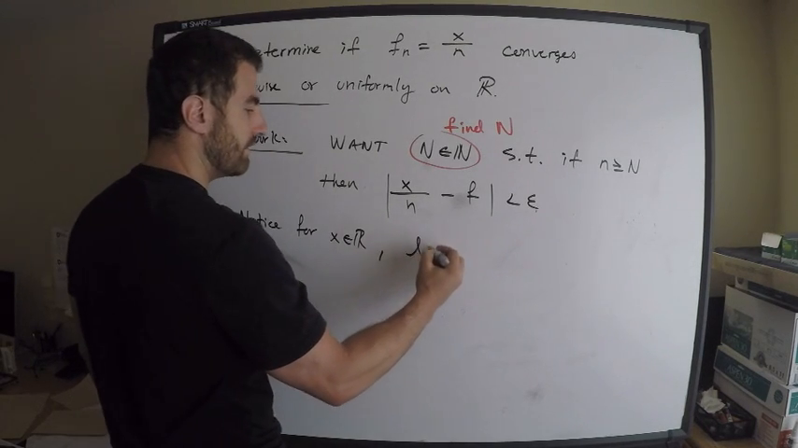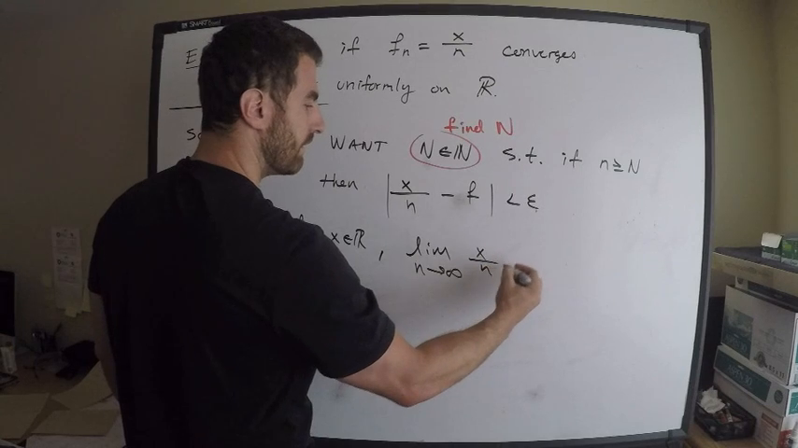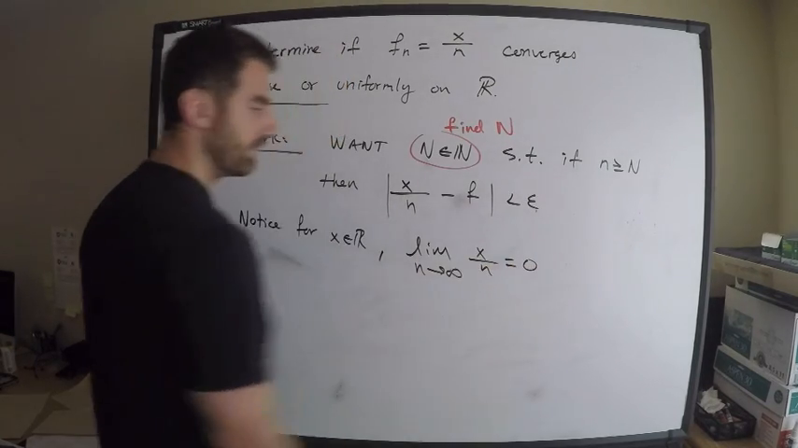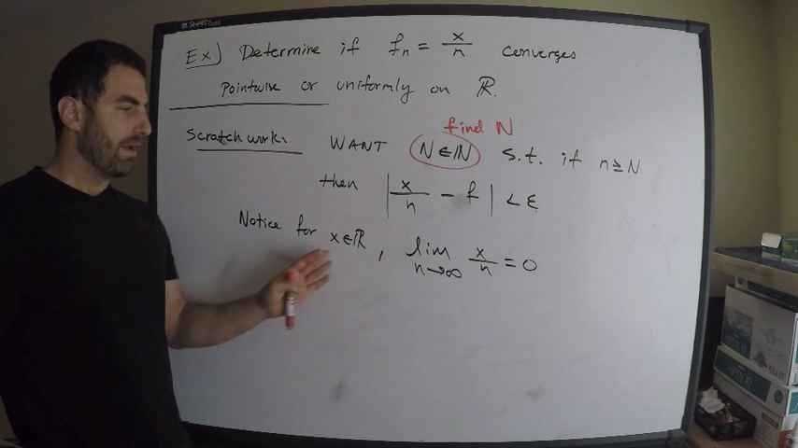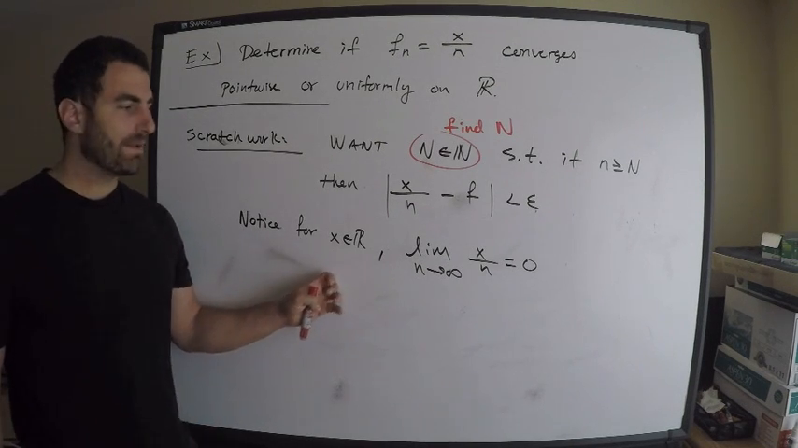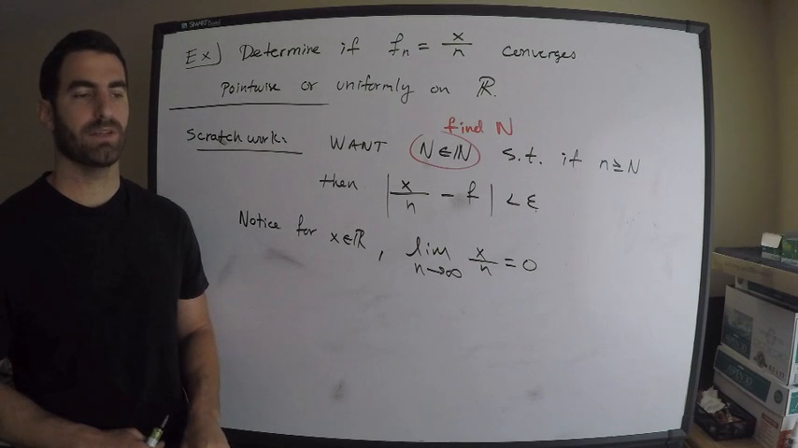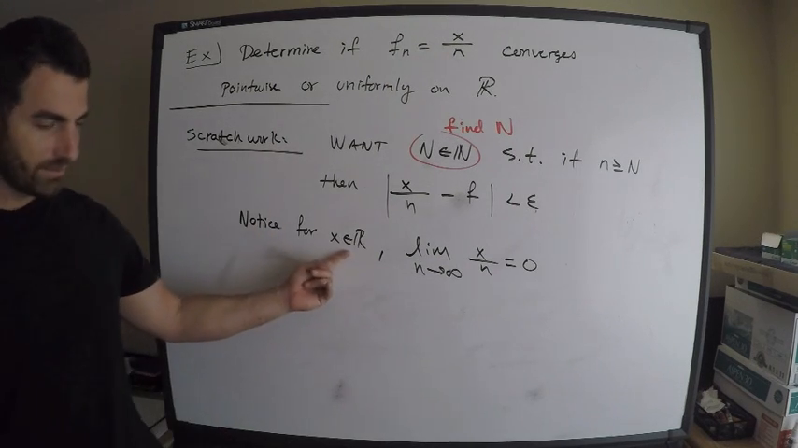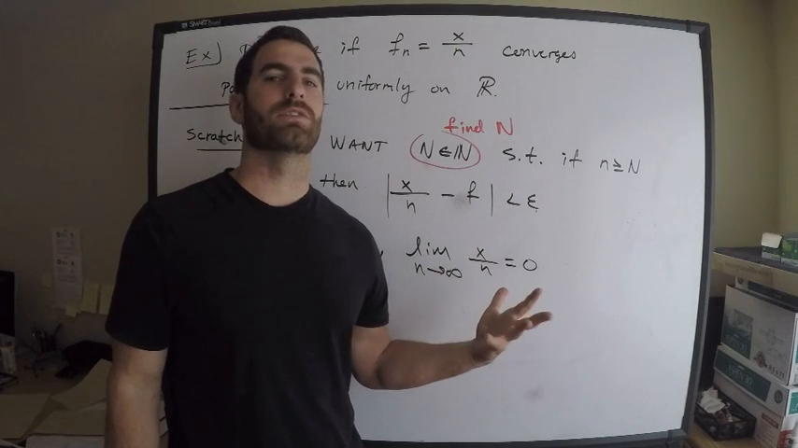We have that the limit as n tends to infinity of x over n is equal to 0. This is pretty clear. Now again, it's important to realize that I'm first fixing an x and then I'm taking the limit. In other words, I'm looking at pointwise convergence, because I'm picking an arbitrary x and then I want to see what the sequence of functions converges to.